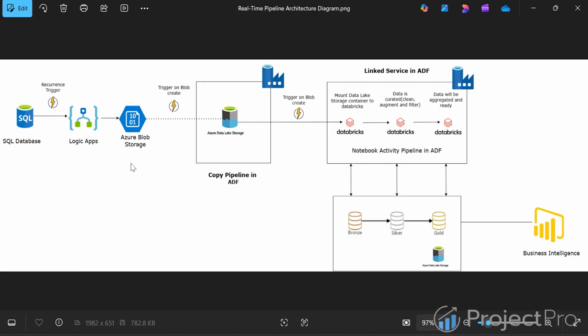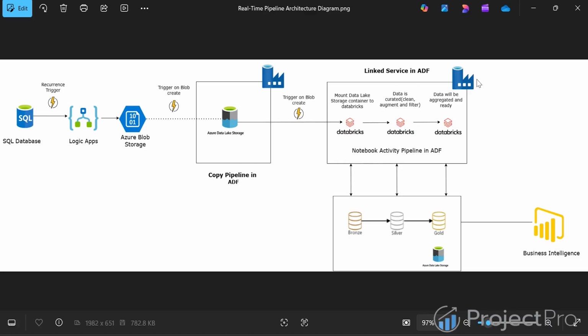Then moving ahead, we have other components, that is Azure Blob Storage. After the new data is processed, it will go to the Azure Blob Storage. And once a new data file resides in the Azure Blob Storage, this Azure Data Factory pipeline will get triggered. And what will happen? This will basically copy the data from Azure Blob Storage into Azure Data Lake Storage Gen2, which is our data lake storage built on top of the Azure Blob Storage.